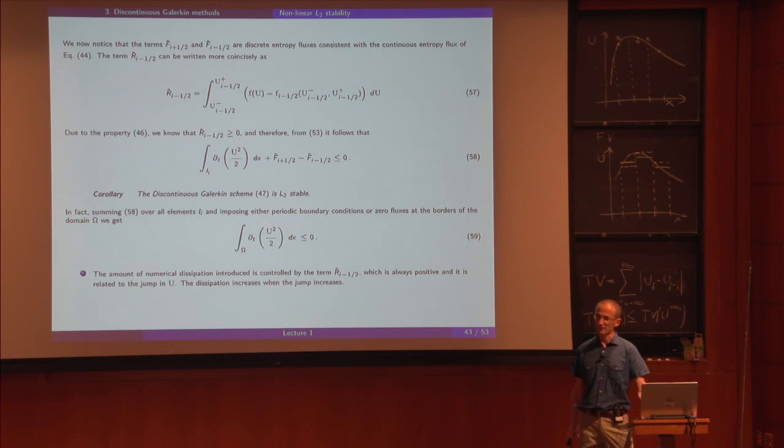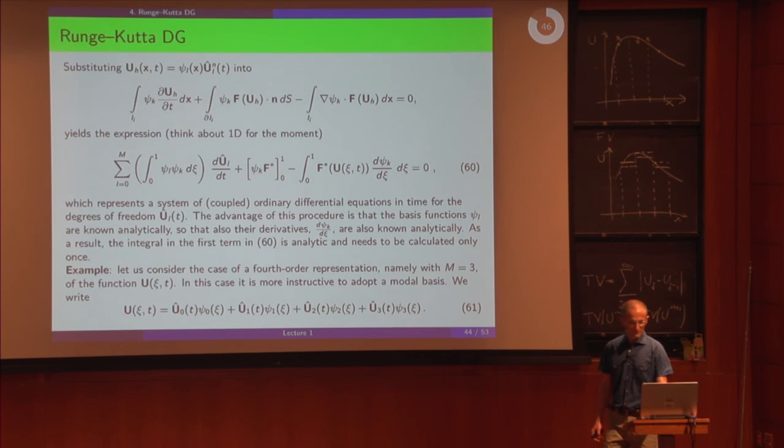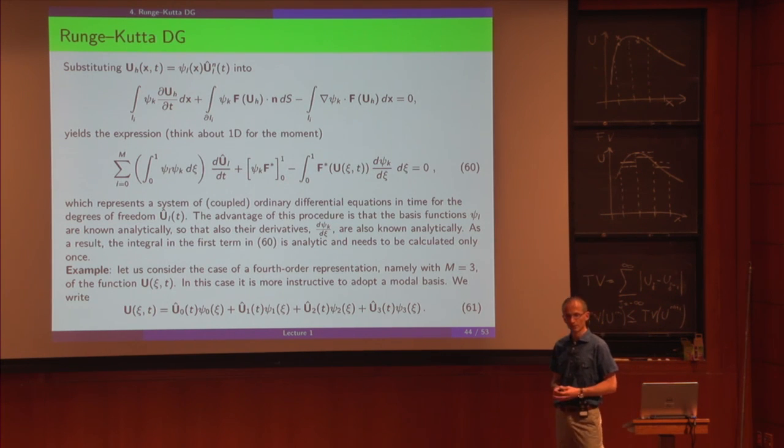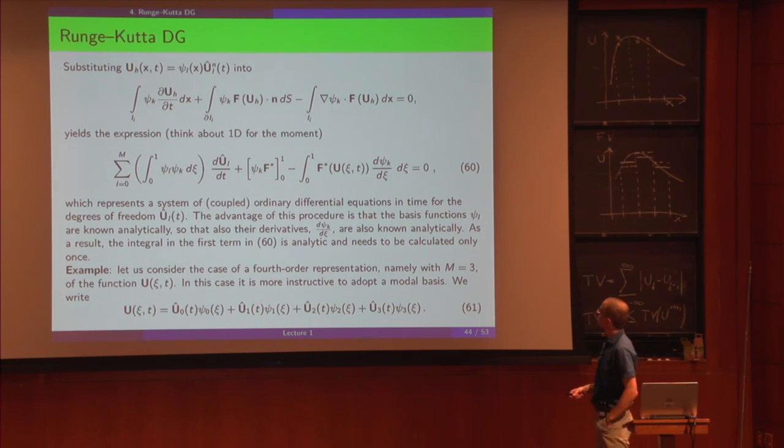Unfortunately, as I said at the beginning, this L2 stability condition is not enough to prevent the appearance of oscillations. So something more should be done. Now we enter, essentially, this is the last topic of today's lecture, Runge-Kutta discontinuous Galerkin. And we want now to generate a numerical scheme and show how to integrate this in time.